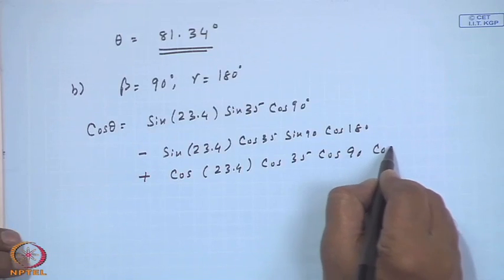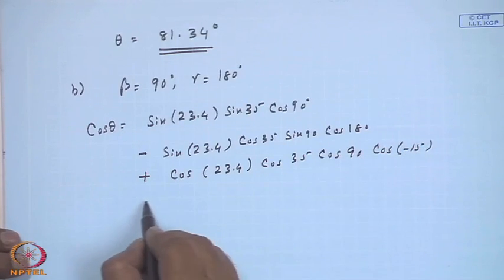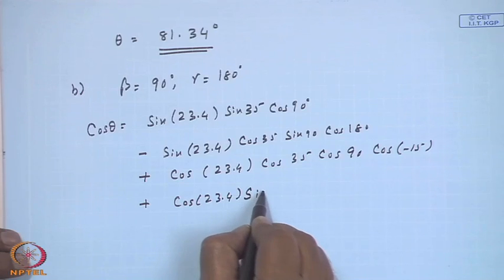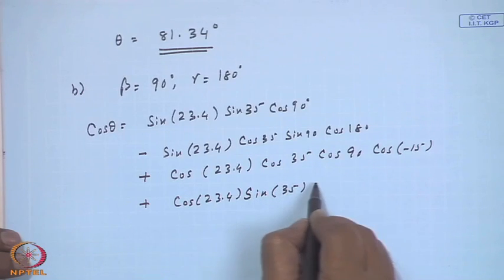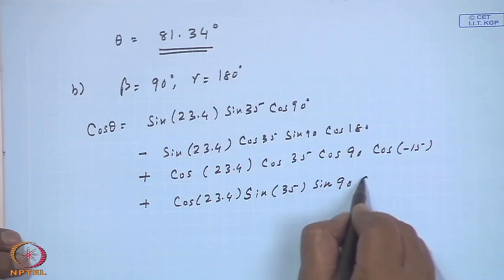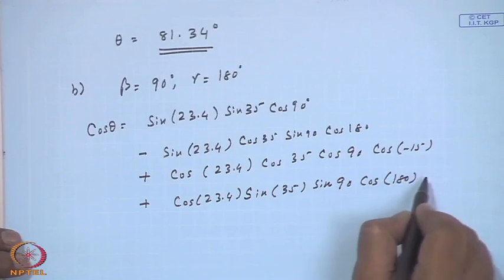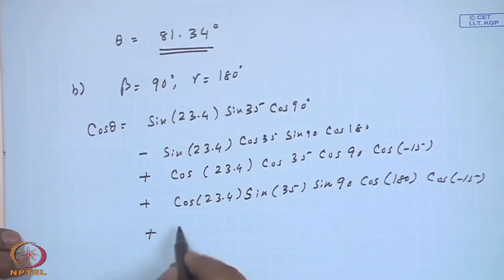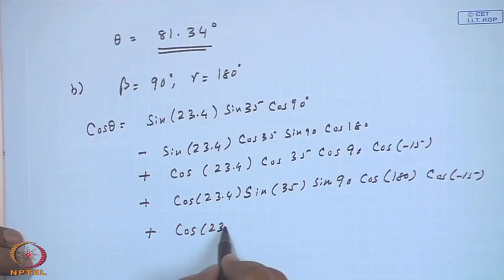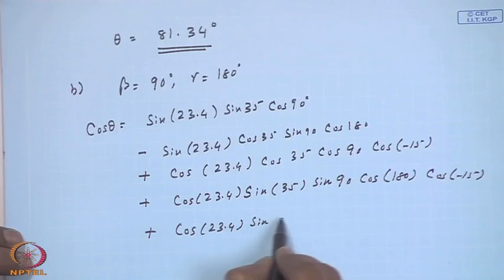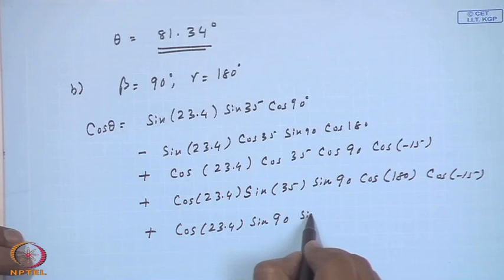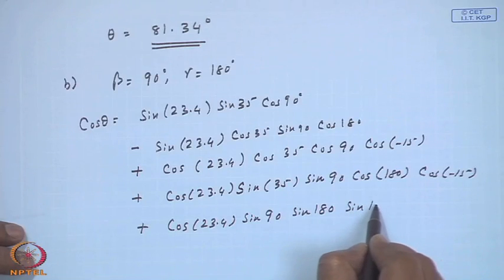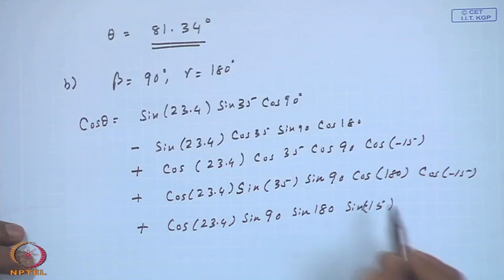Cos 90 cos omega plus cos delta sin phi sin 90 cos gamma cos omega plus cos delta sin 90 sin gamma sin minus 15, which is omega.